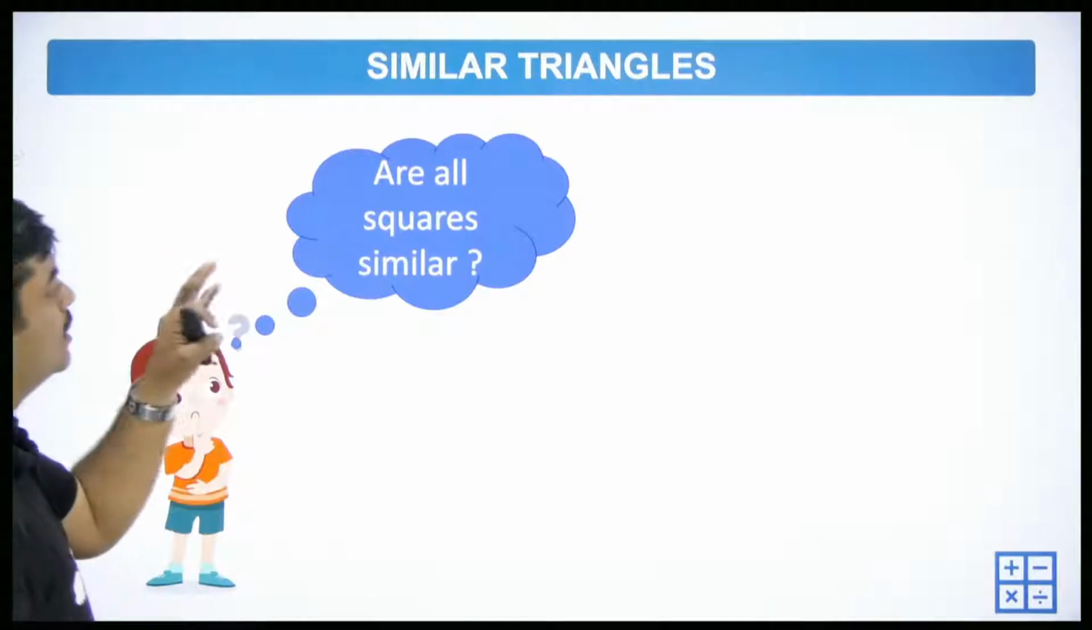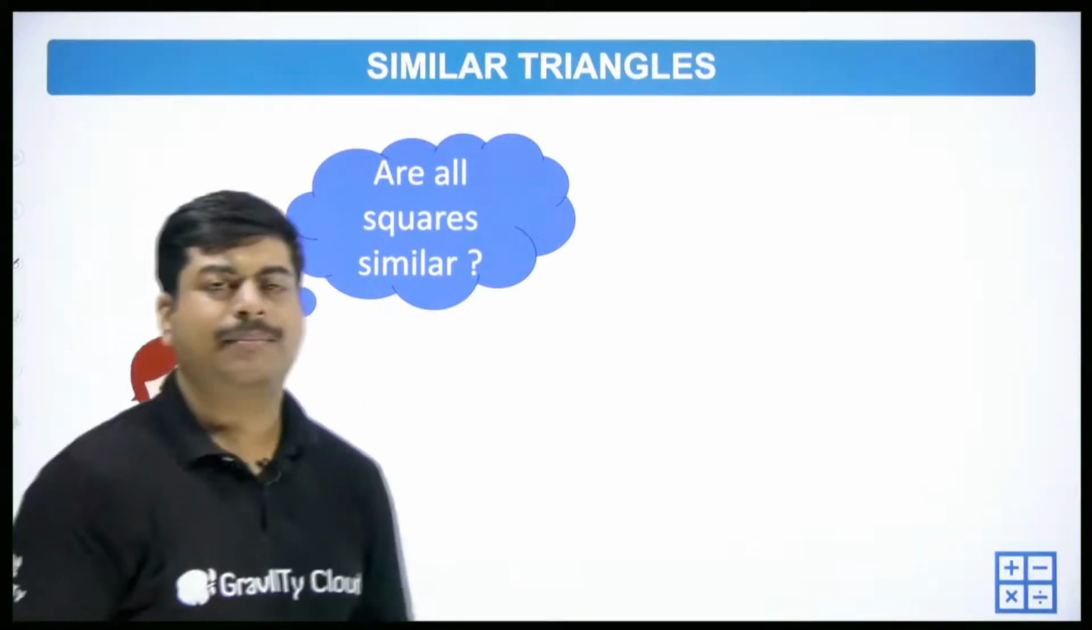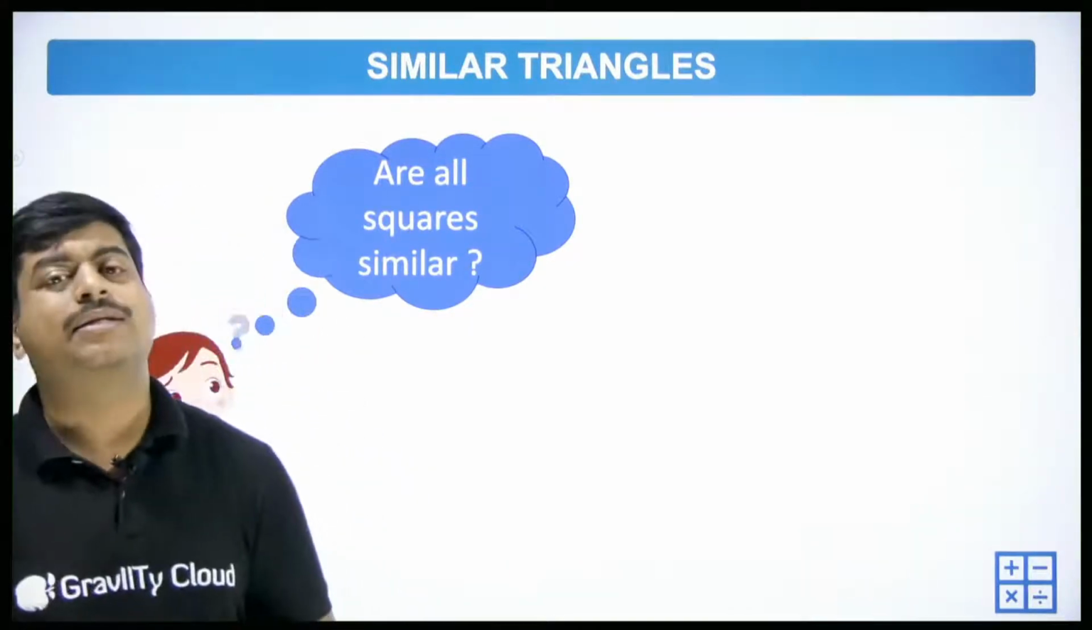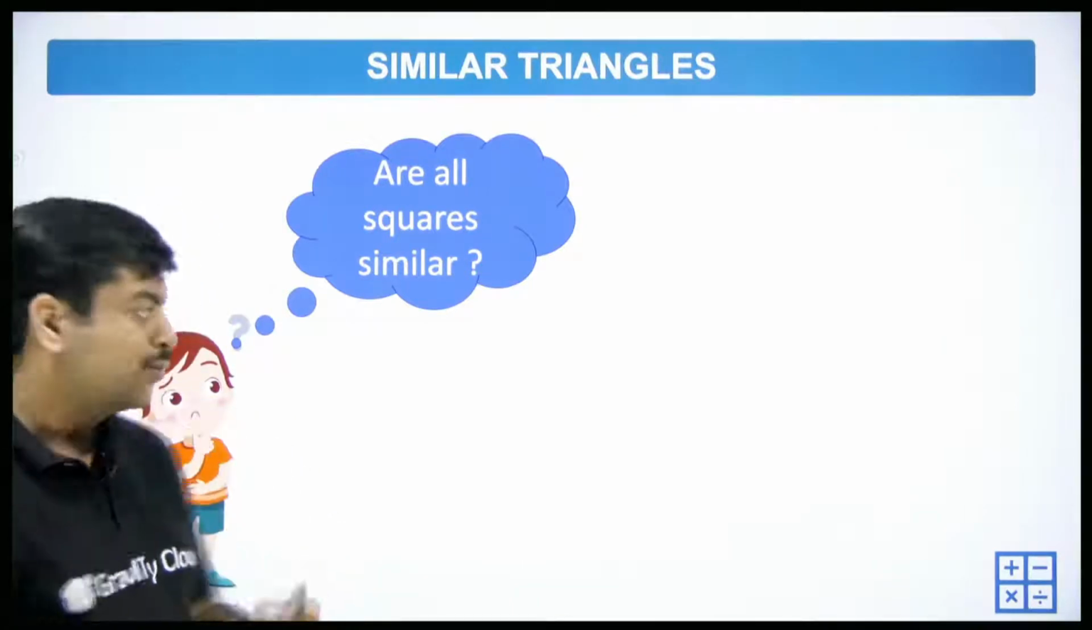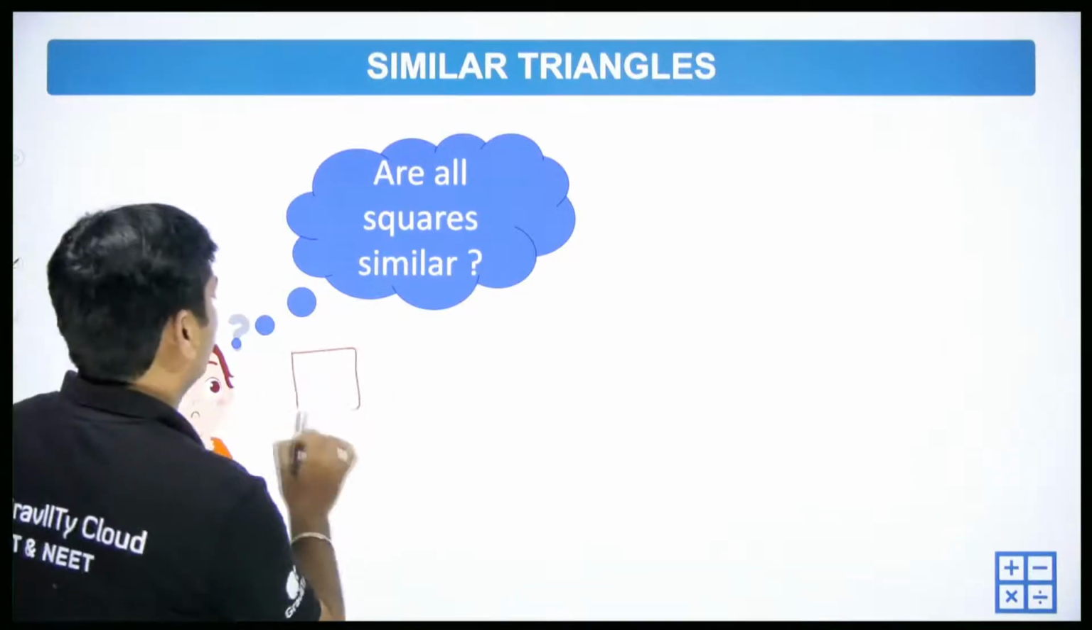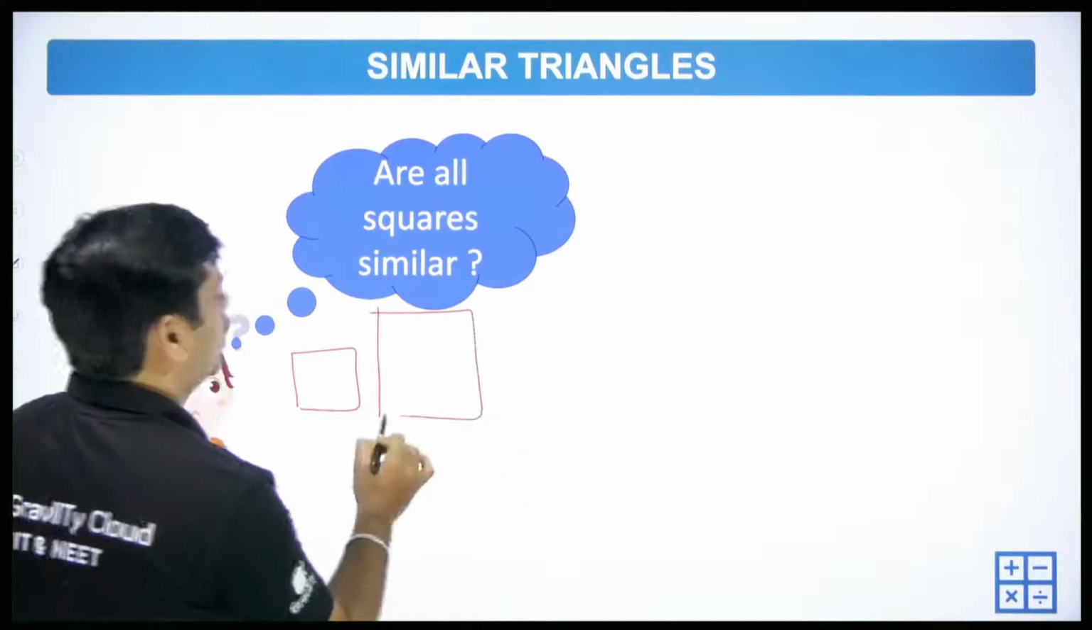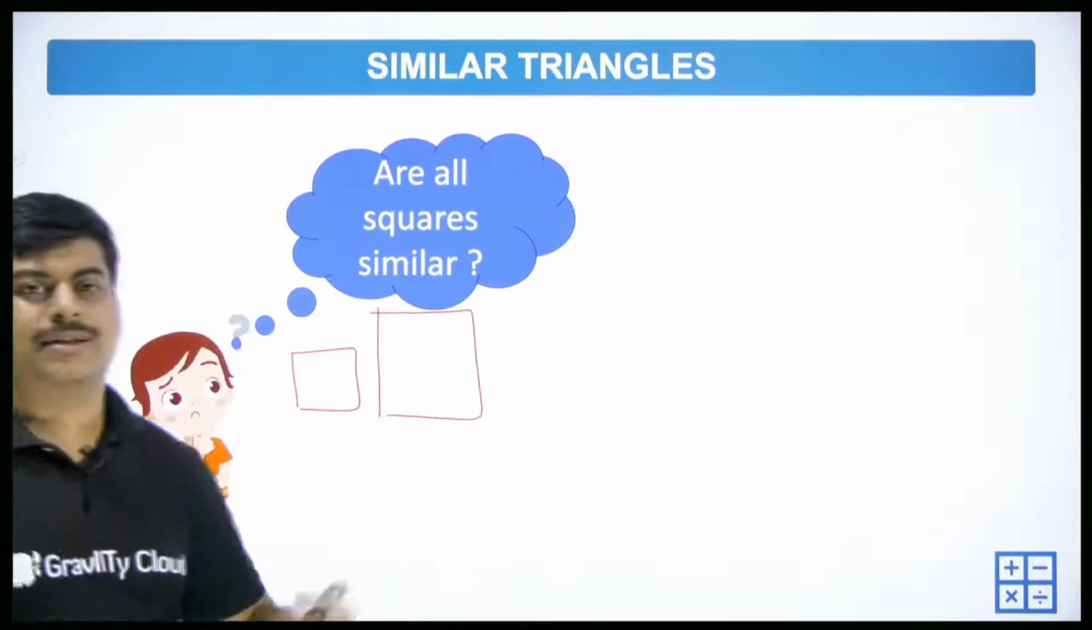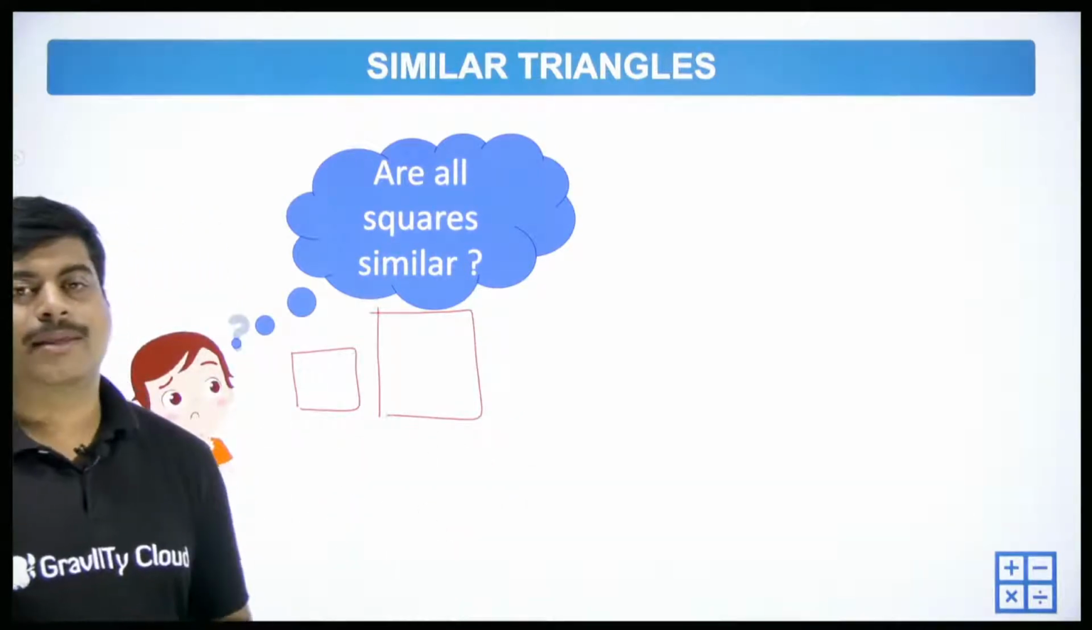So all squares are similar. Is that correct? Are all squares similar? Yes, definitely. Squares are similar. I cannot say whether they are congruent or not. As of now, I cannot say they are congruent. They are different sizes, but still they are similar. Understand?